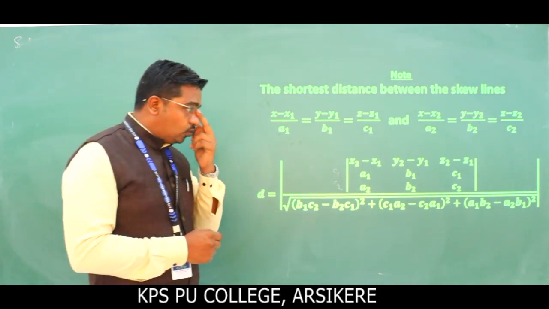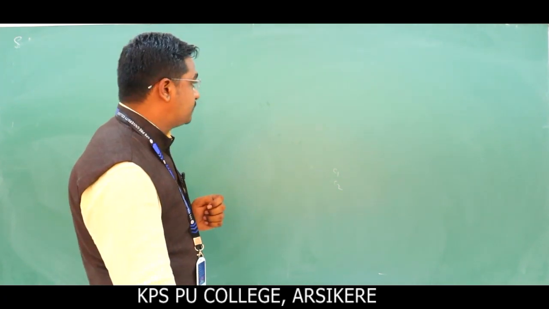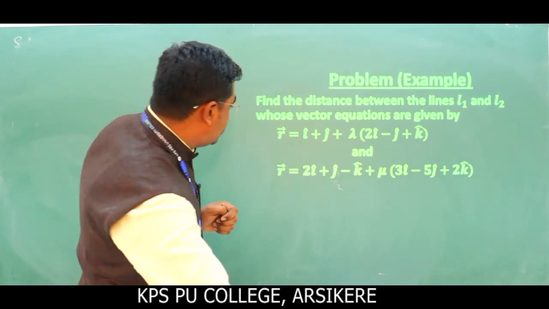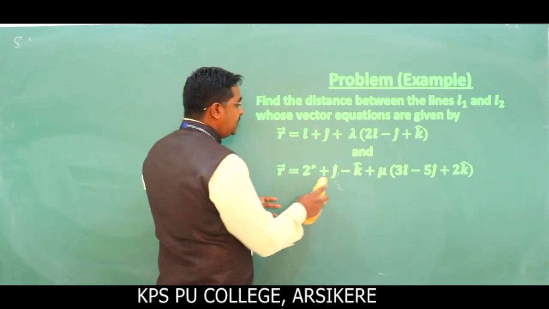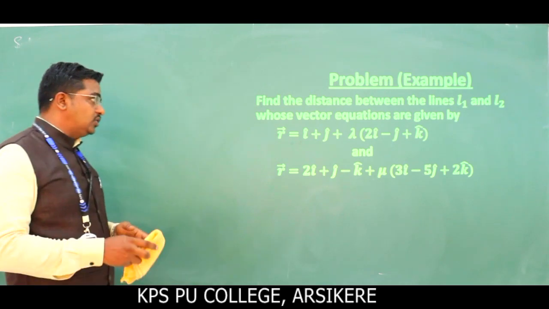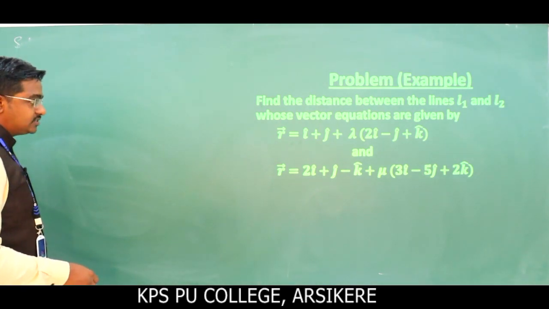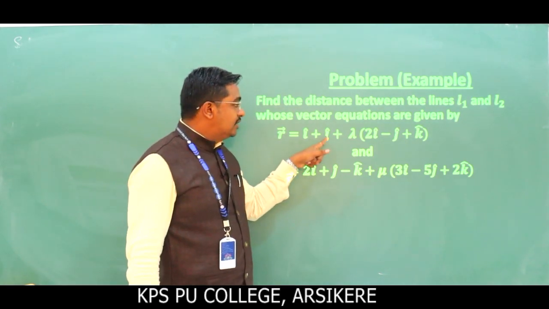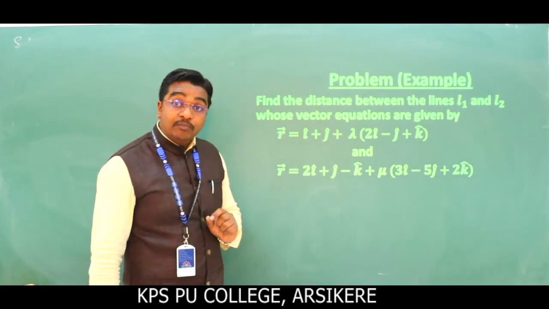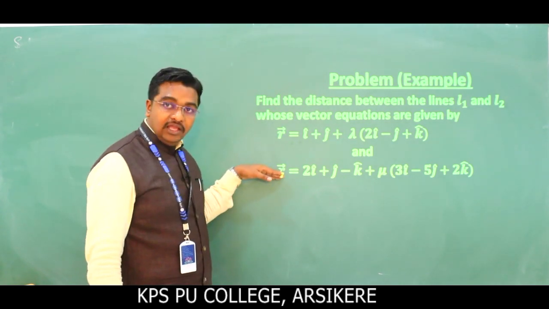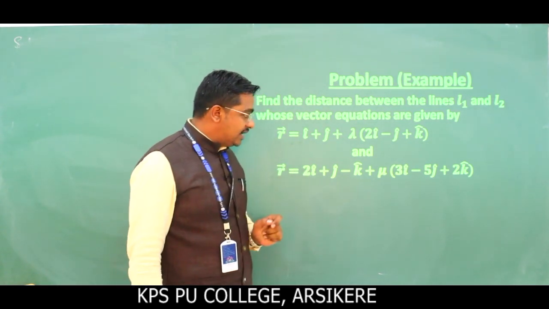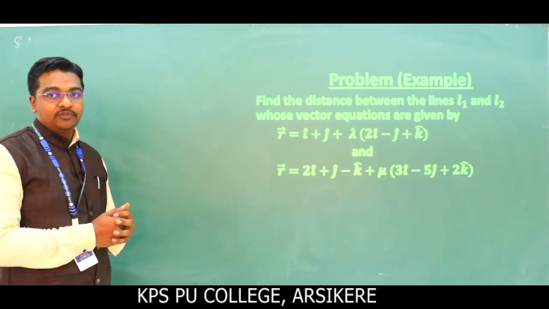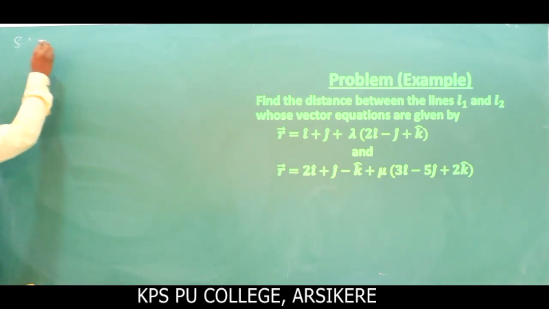So let us discuss one problem on the same thing. Okay, so what is given? Find the distance between the lines L1 and L2 whose vector equations are given by vector r is equal to i cap plus j cap plus lambda into (2i minus j plus k cap), and the second equation is vector r equal to 2i plus j minus k cap plus mu times (3i minus 5j plus 2k cap). Okay, I will solve this one. Solution.